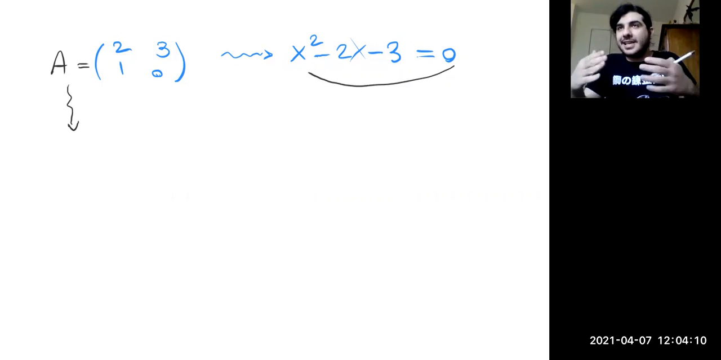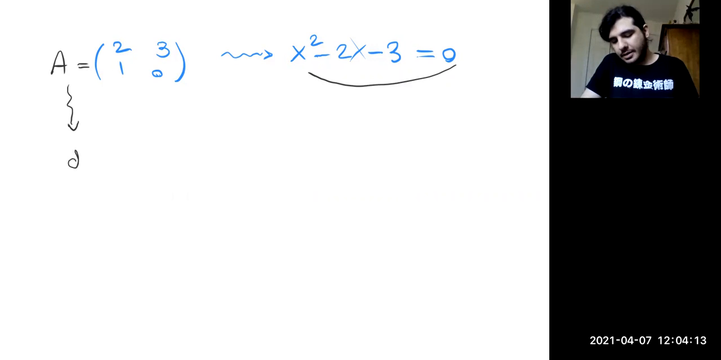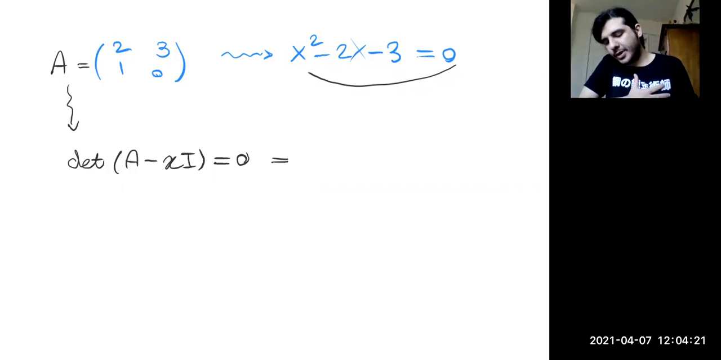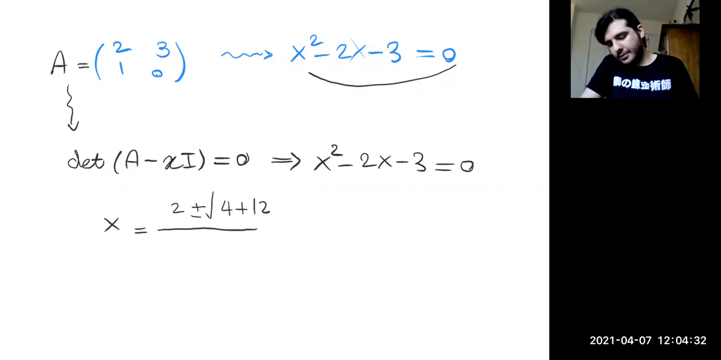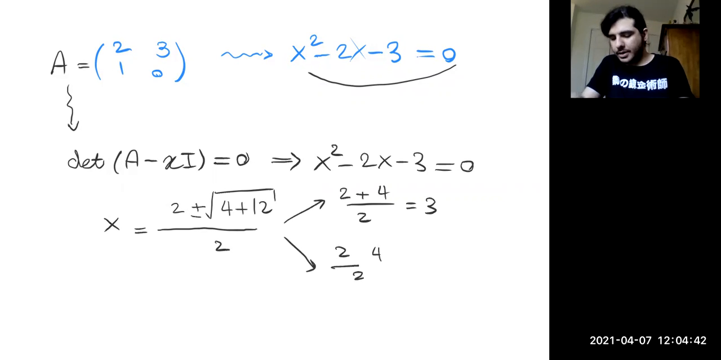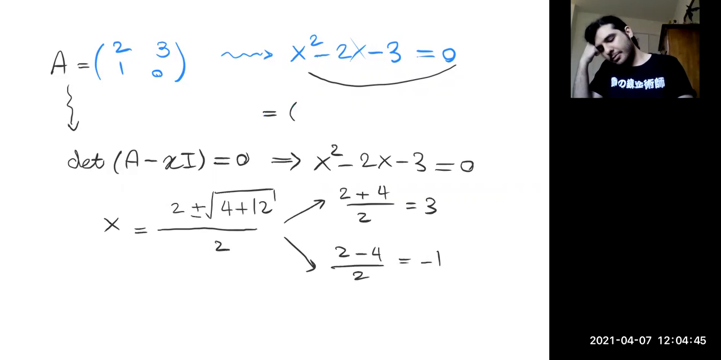Because this is the same as the characteristic equation, the determinant of A minus xI equal to 0. And we got this equation, x squared minus 2x minus 3 equal to 0. Then x is (2 plus or minus the square root of 4 plus 12) over 2. One solution is (2 plus 4) over 2, which is 3. The other is (2 minus 4) over 2, which is minus 1. So this equation can be written as (x minus 3) times (x plus 1).